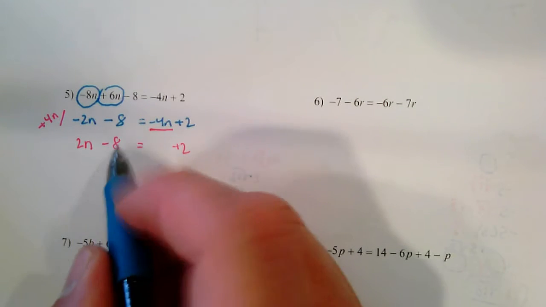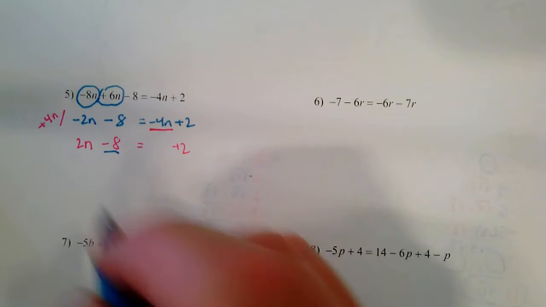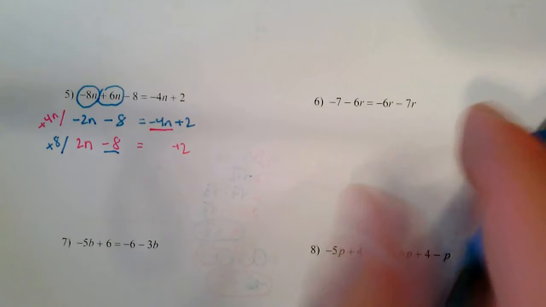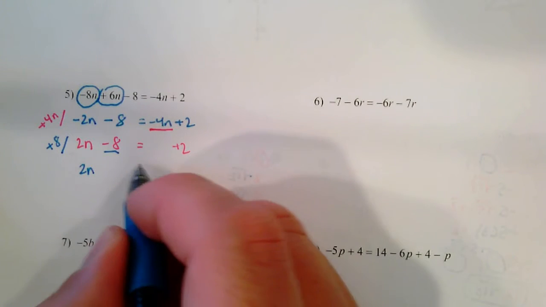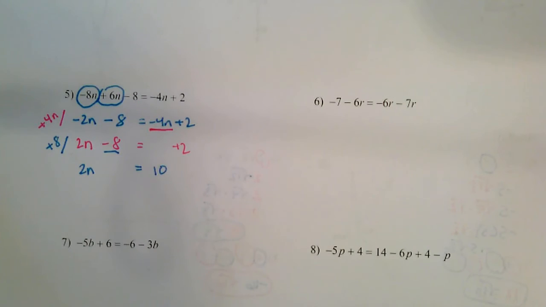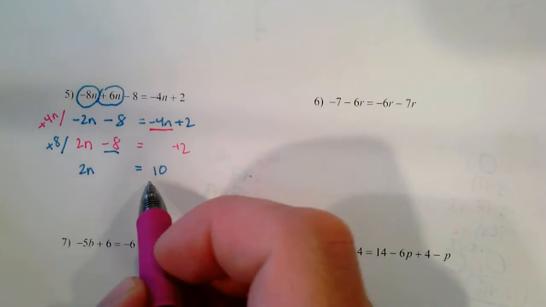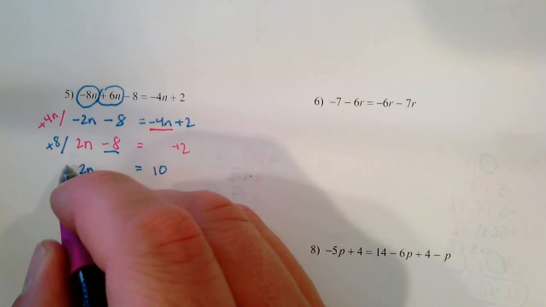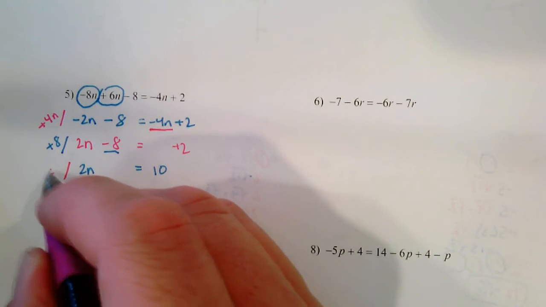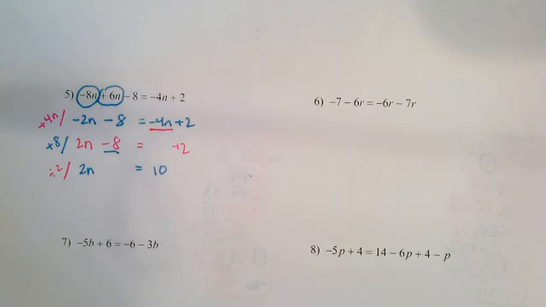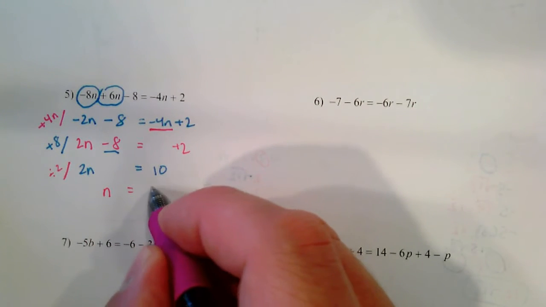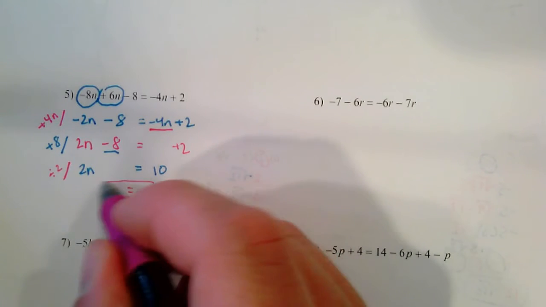Now, we want to get rid of this negative 8 over here. It's on the wrong side. The best way to do that is to add 8 to both sides. So that's not going to affect the 2n. That's just going to stay there. And 2 plus 8 is 10. Now we're getting somewhere. 2n equals 10. Well, to get the n all by itself, we're going to have to divide by 2. And when we do that, we end up with 2n divided by 2 is just n, and 10 divided by 2 is 5.